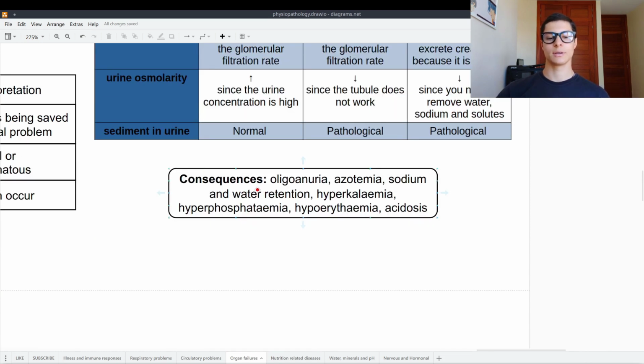The consequences of the acute renal failure are oliguria, azotemia, sodium and water retention, hyperkalemia, hyperphosphatemia, hypoerythemia, and acidosis.